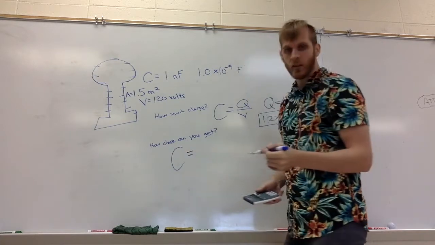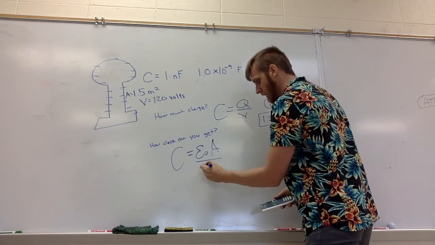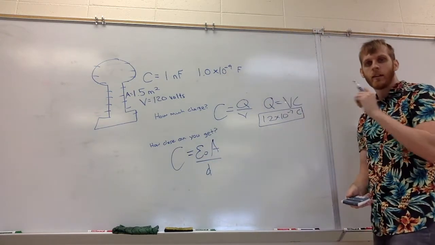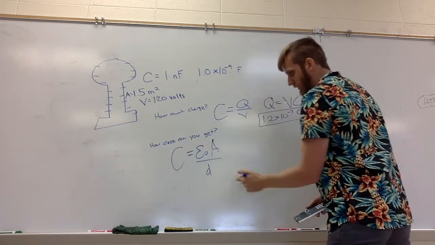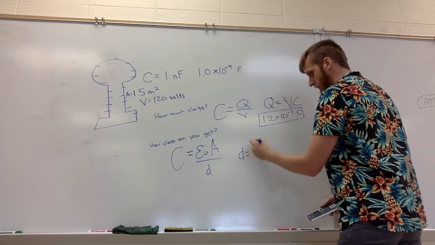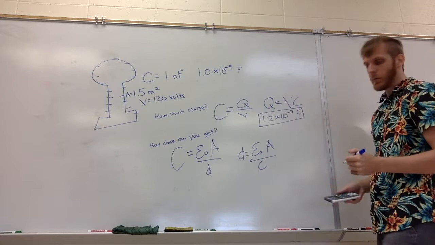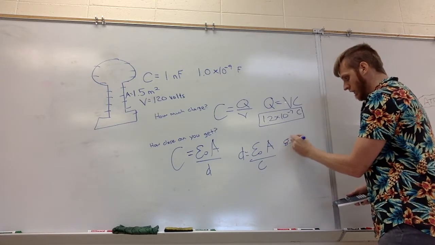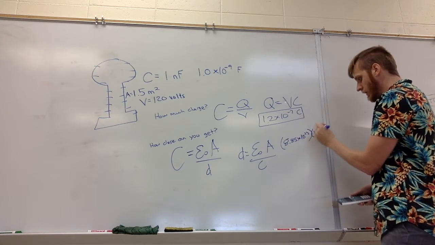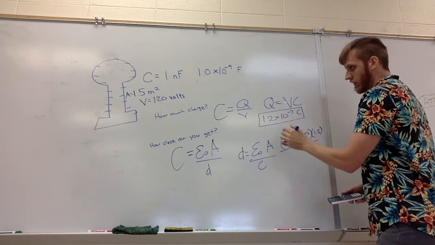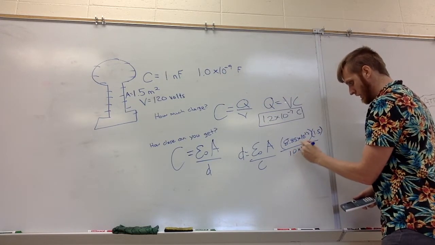All right, so here is the other equation for capacitance. It's this symbol times A over D, and we're looking for D. We want to solve for that D value. So we're going to multiply both sides by D, and then divide both sides by C, so we get D equals our constant times A over C. So remember that constant was 8.85 times 10 to the minus 12. The A is given as 1.5 square meters, and then C we just found is given as 1.0 times 10 to the minus 9.